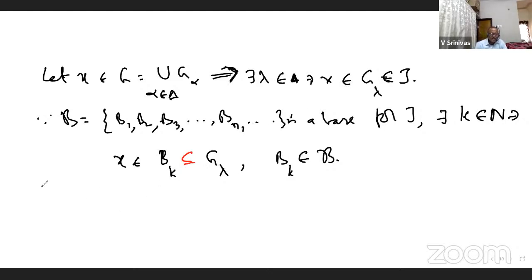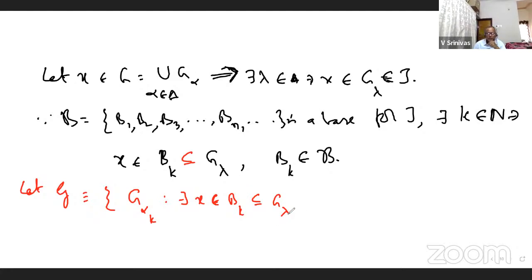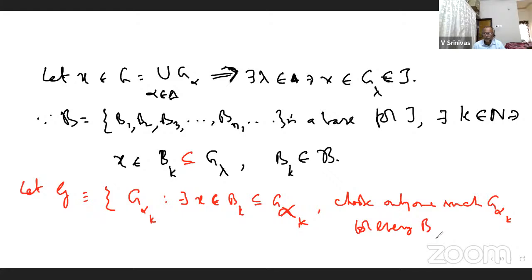Now what you do is, you look at this collection. Let script G be defined as G alpha K such that there exists an X belonging to BK sitting inside G lambda, or G alpha K, right? Choose only one such G alpha K for every BK. Now this is possible for every X. For every X in this capital G, you have a certain BK and certain G lambda.